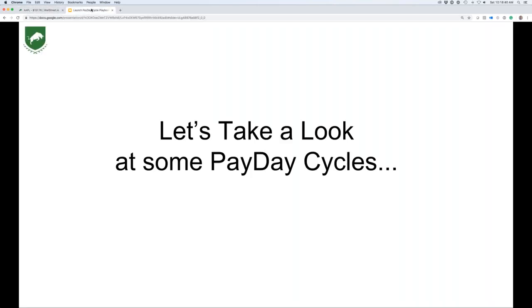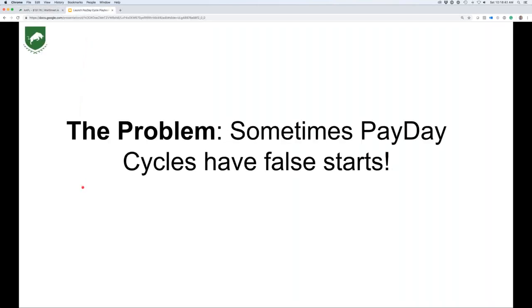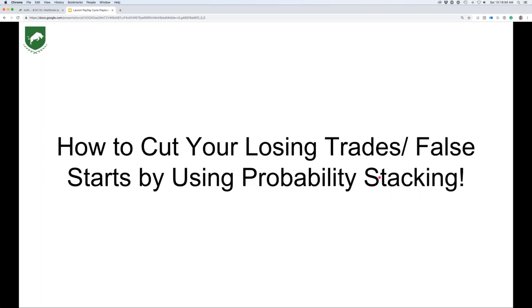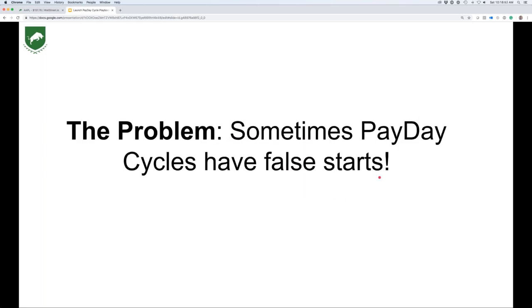Okay, so we're going to move on to the next step, which is going to help us eliminate some of these false starts, because the problem with trading payday cycles is sometimes we have false starts, and that's just the reality of it. Now, the interesting thing I need to address here is that even with these false starts, because the risk reward is so good, you really only lose a small amount on the false starts. But if we can eliminate them, then we can boost our profitability even more.